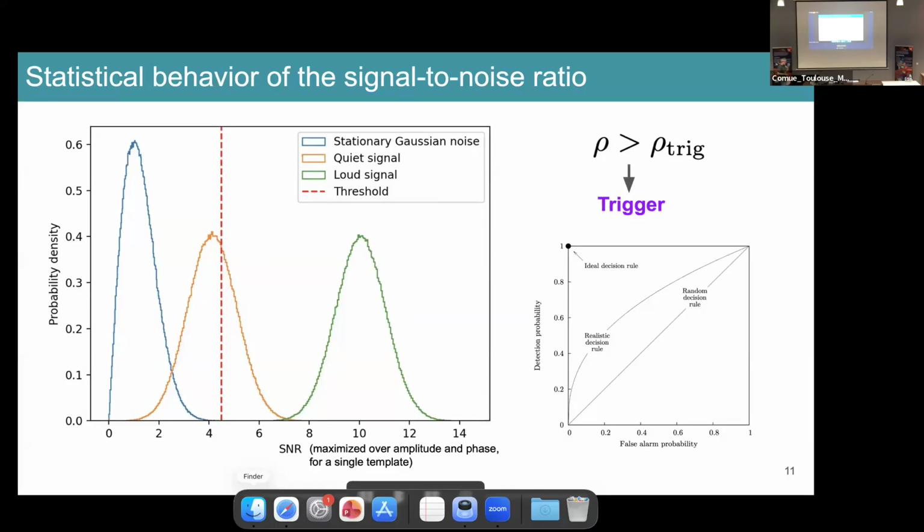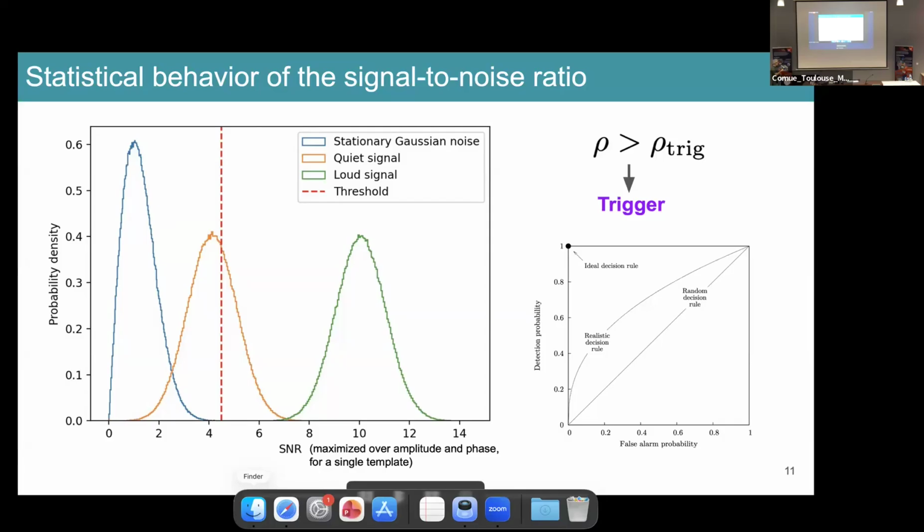Why 1? Because you are maximizing over the amplitude and the phase. And so you can prove that this gives you this distribution. It's not too difficult. It's an interesting exercise. If you have a signal, this distribution will shift away from 0 and will start looking more like this or like this. And the louder the signal is, the more this distribution will be pushed away from 0.